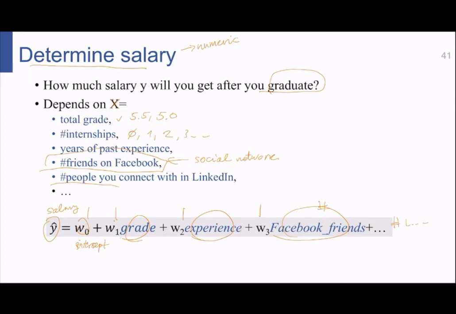So you start giving a lot of data from many people: grade 5, experience 2 years, Facebook friends 100, LinkedIn friends 200. For another student, grade 5.5, experience 0, number of Facebook friends 300, LinkedIn friends 1000, etc. And what is the salary that they get? Here you are going to fill this in. And for a new person, you are going to give these values and you are going to try to estimate what it is going to be. So this is an example of linear regression.